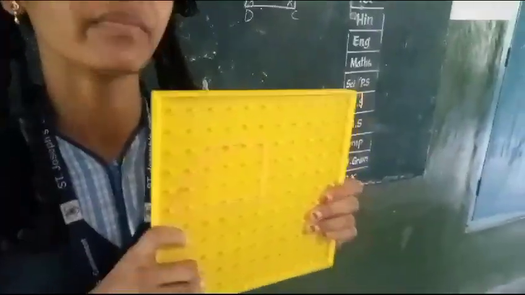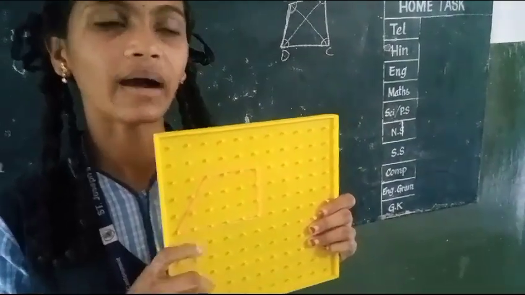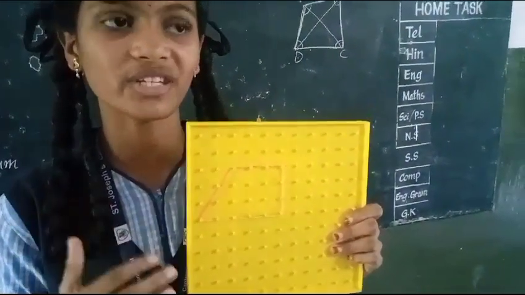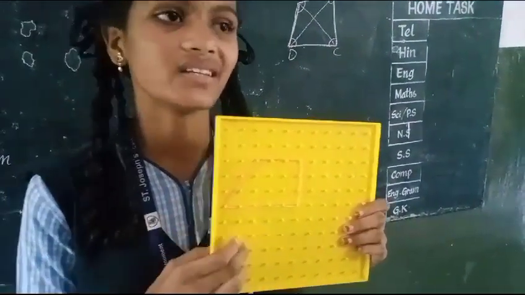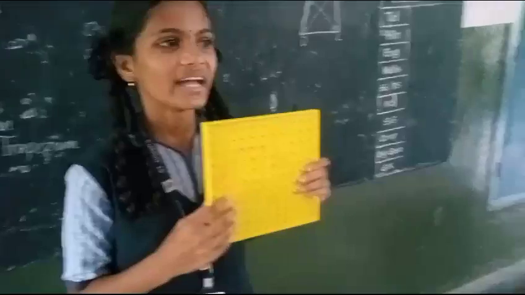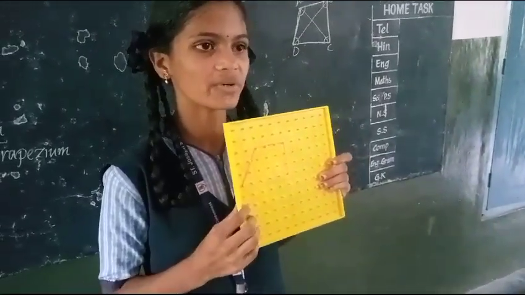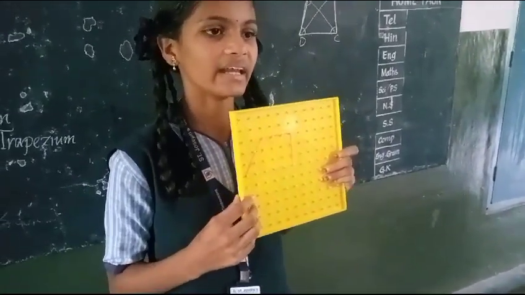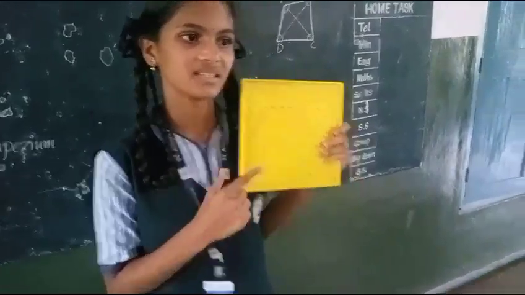In a quadrilateral, if one pair of opposite sides are parallel, this is called a trapezium. This is a trapezium. In a trapezium, if the non-parallel sides are equal, then it is called an isosceles trapezium. This is a figure of trapezium.